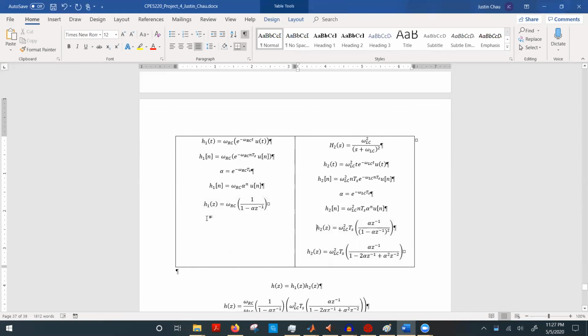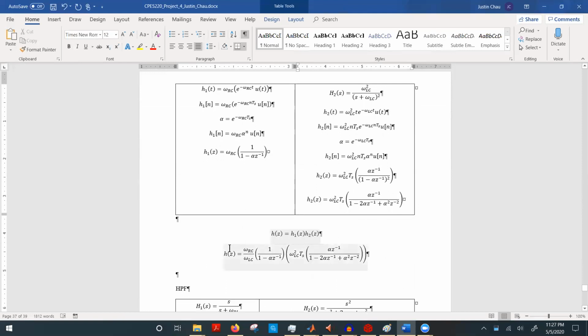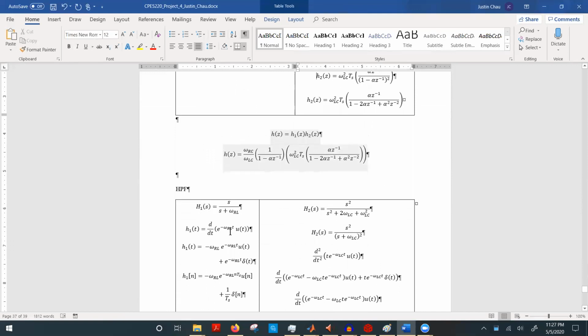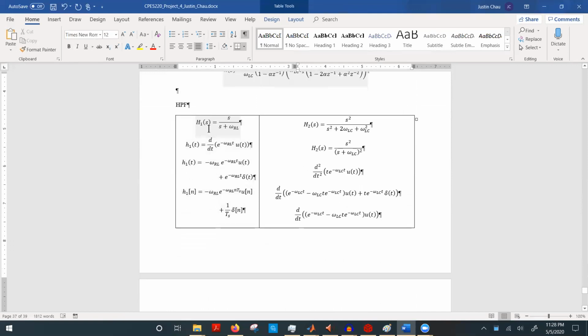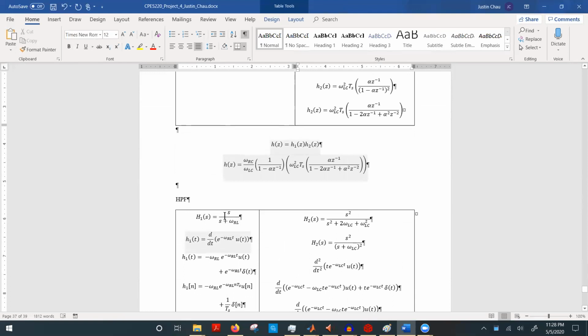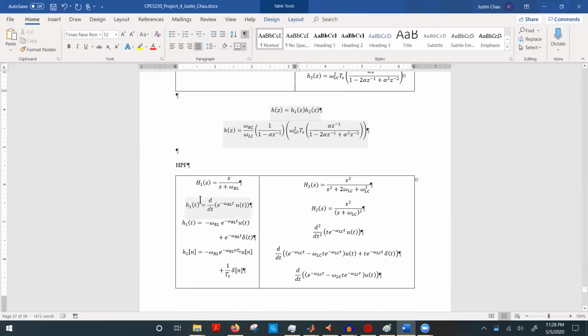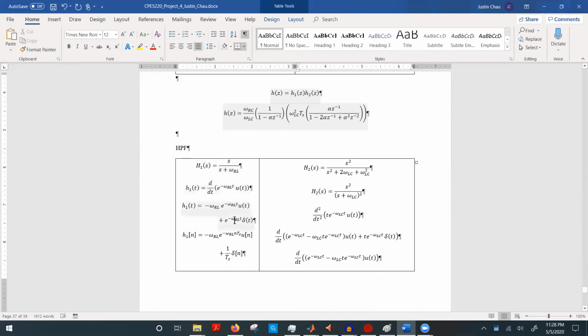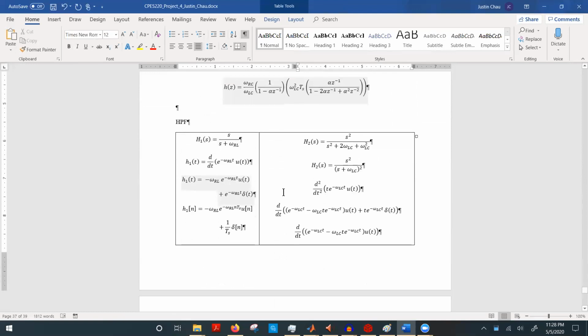Just like how we could cascade the two filters by multiplying them in the S domain, we can do the same thing in the Z domain. We cascade them by just multiplying the two Z responses together to get this. Same thing with high-pass filters. For the RL high-pass filter, you generally don't want to use the impulse invariance response for a high-pass filter design, but I went ahead in theory and did it anyway. Take the derivative, which gives you this impulse. So this is the RL, and then for the RLC, it's the same thing.